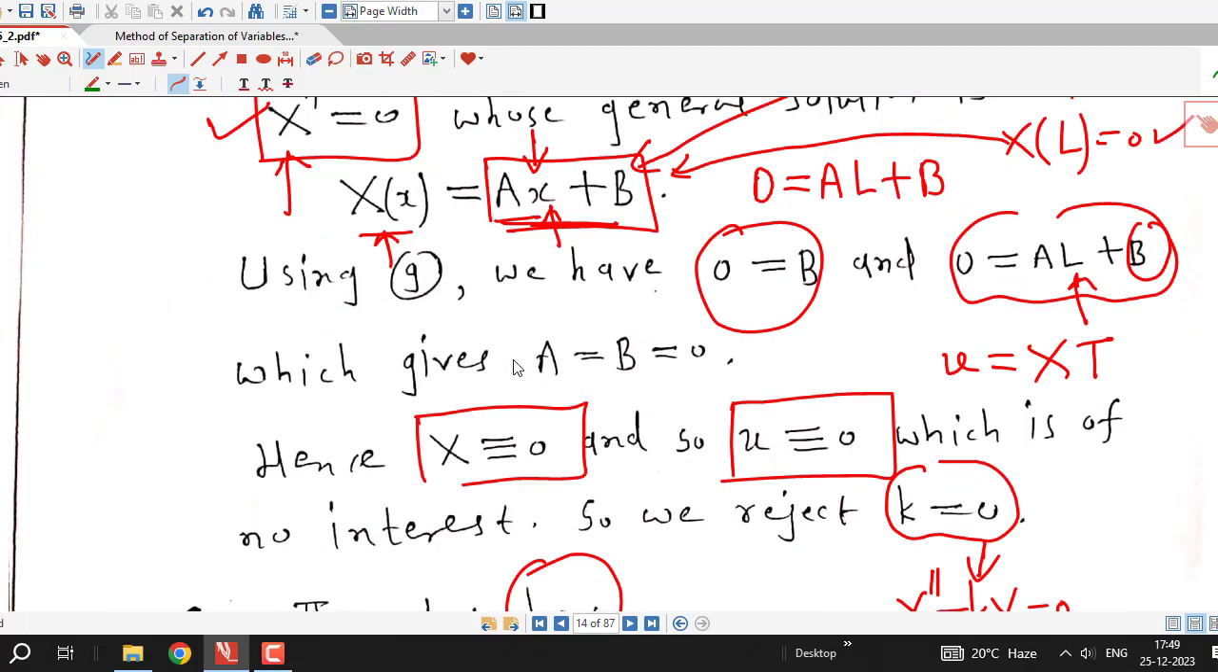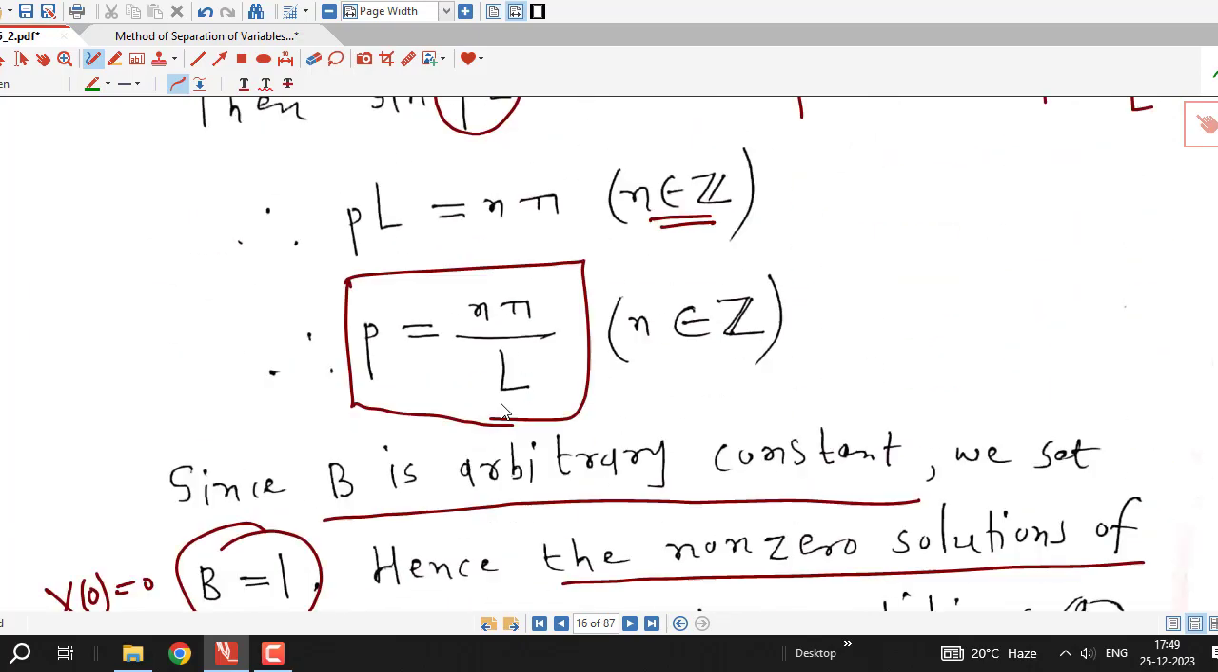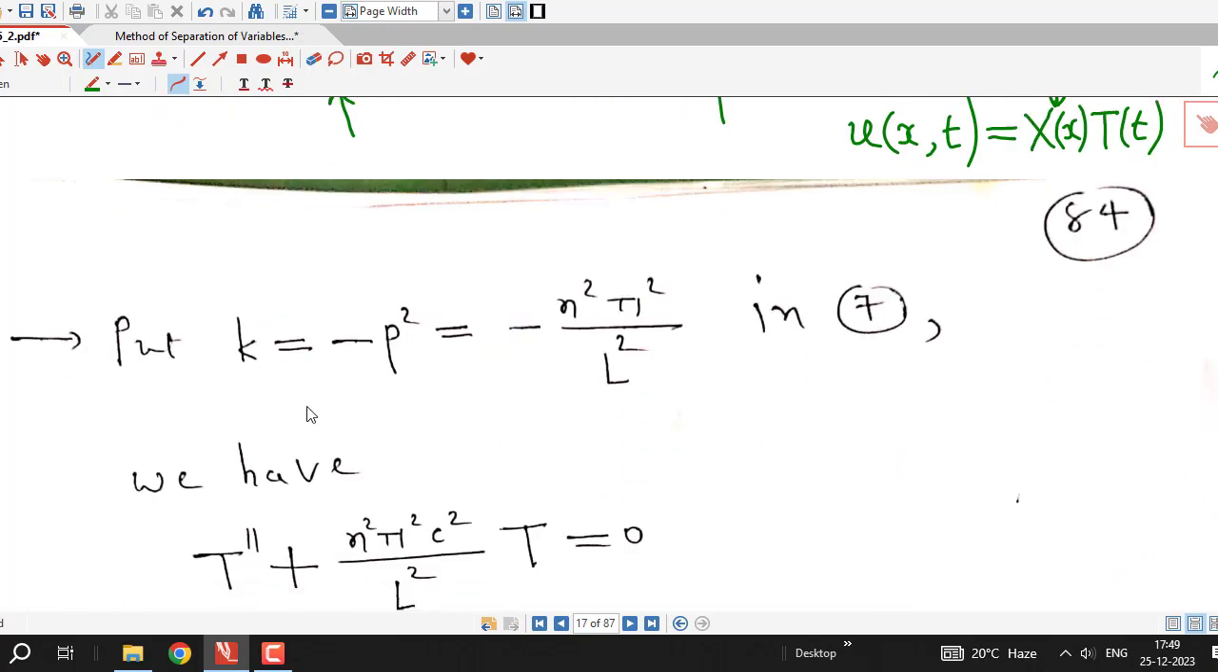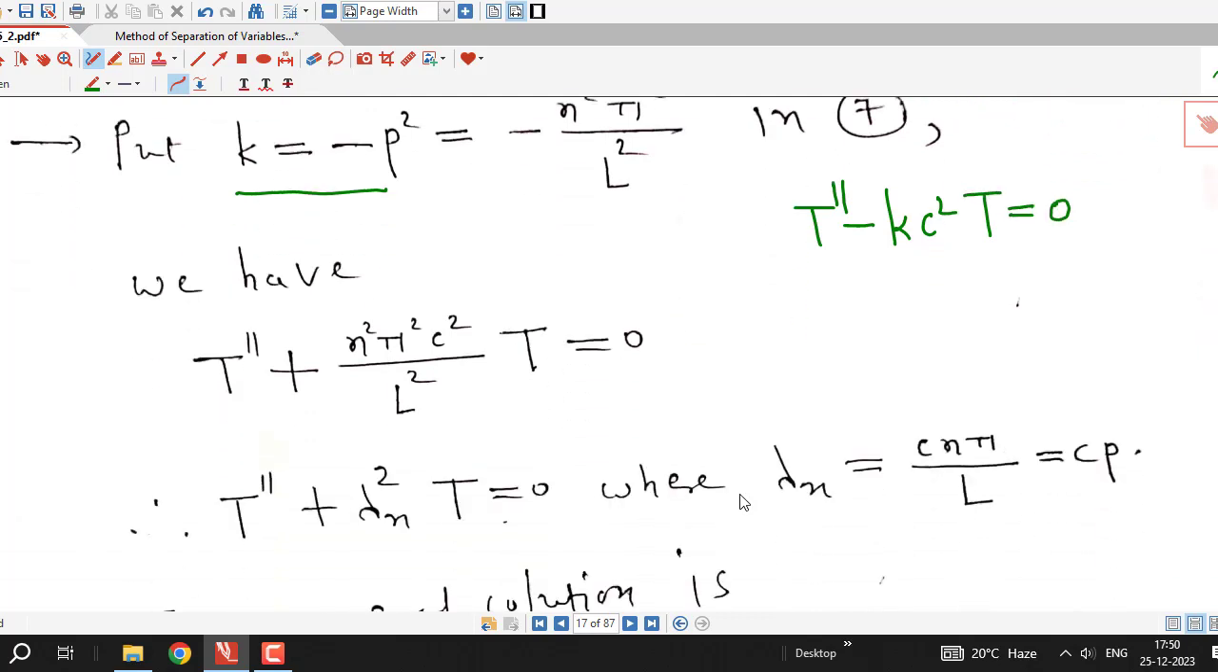So next step is that I have written here. Let me scroll down. So now I am taking k equal to minus p square in equation number 7, that was T double dash minus k c square T equal to 0, and here I am taking k equal to minus n square pi square over l square, that is T double dash plus n square pi square over l square into c square into T equal to 0. Before solving this, I can take this quantity, square of c n pi over l, or c into p, that I denote by say lambda n for convenience. So I will have T double dash plus lambda n square T equal to 0.